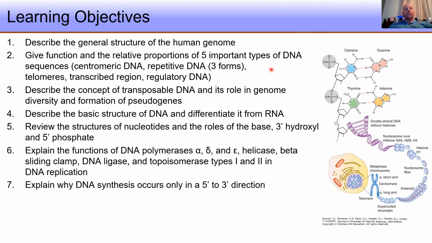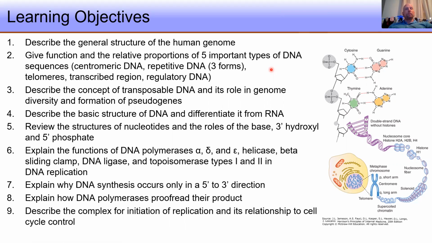We'll explain why synthesis occurs only in the 5' to 3' direction. We'll explain how DNA polymerases carry out proofreading. We'll describe the complex for initiation of replication and its relationship to cell cycle control. And lastly, we'll explain the production and maintenance of telomeres.